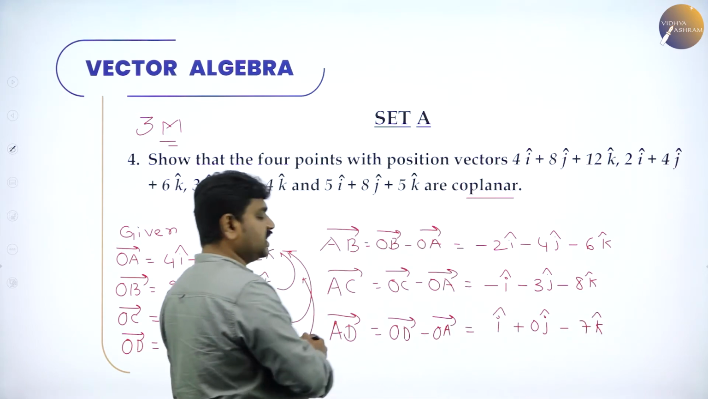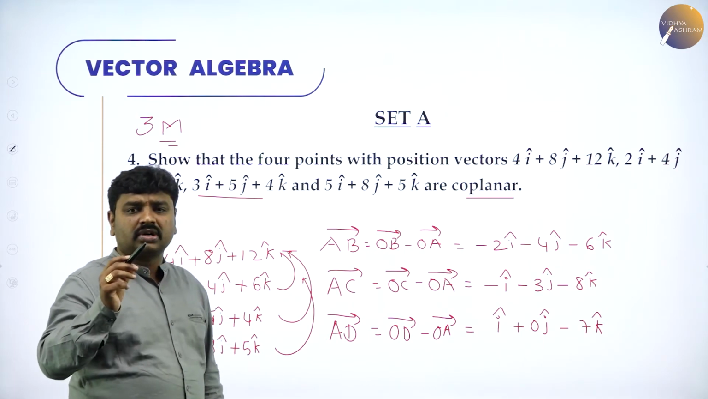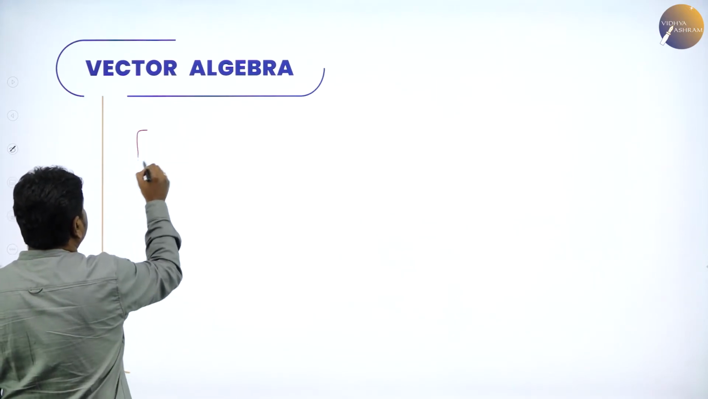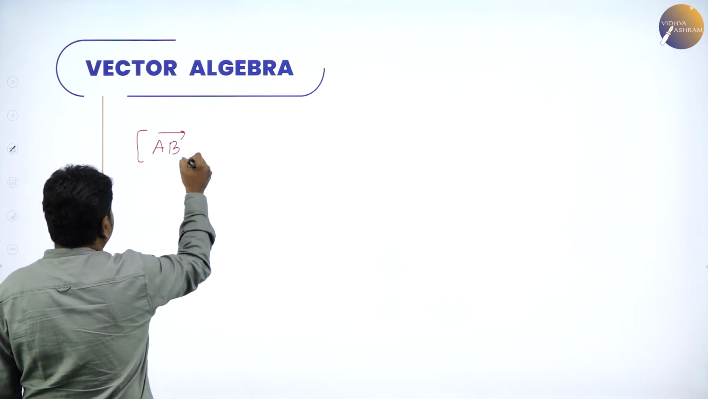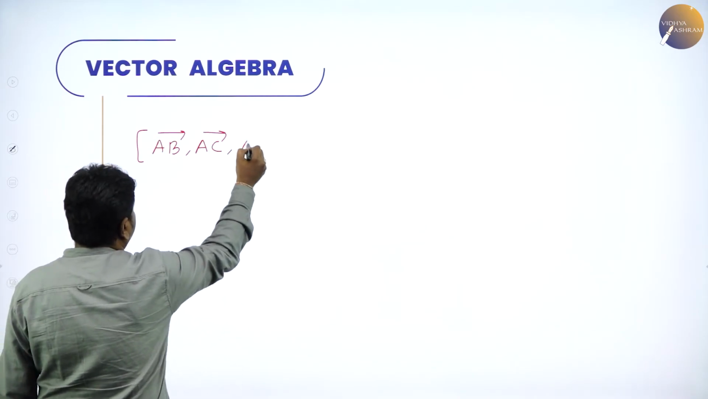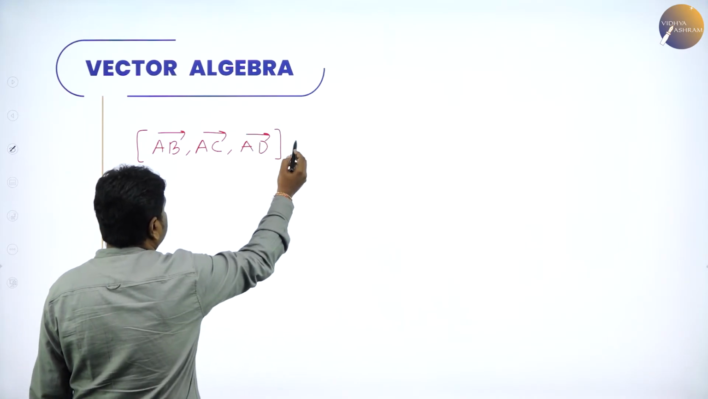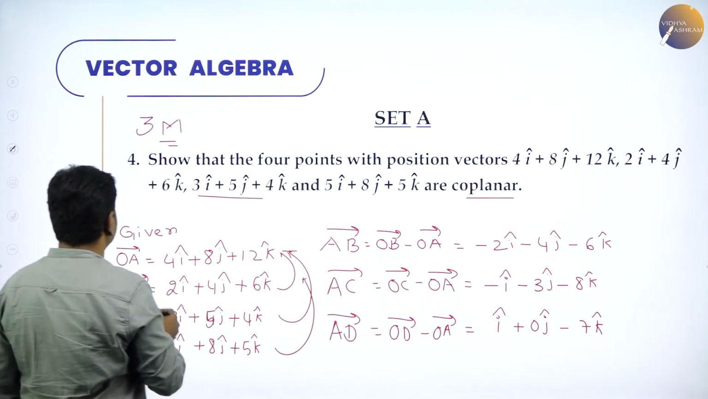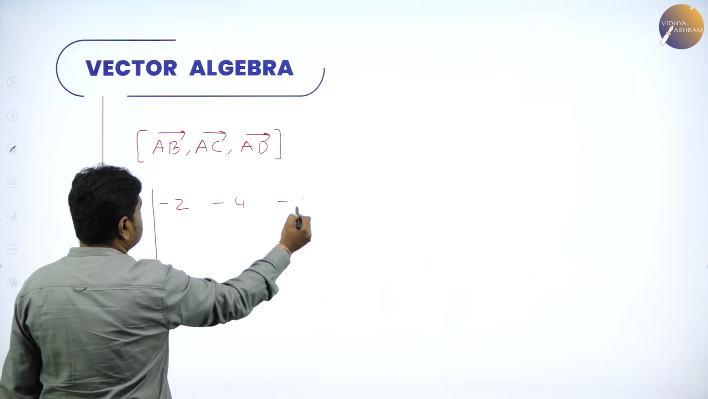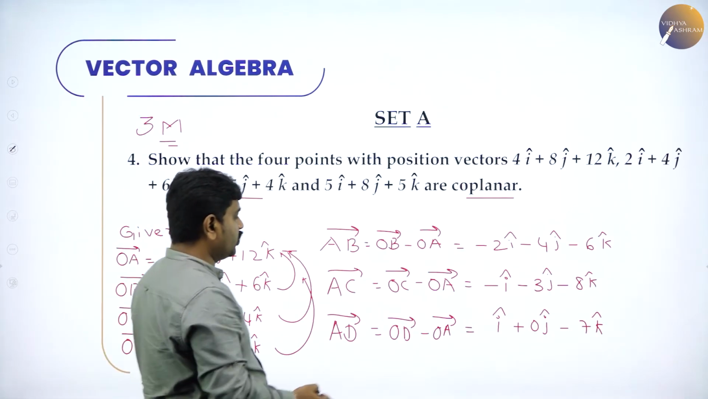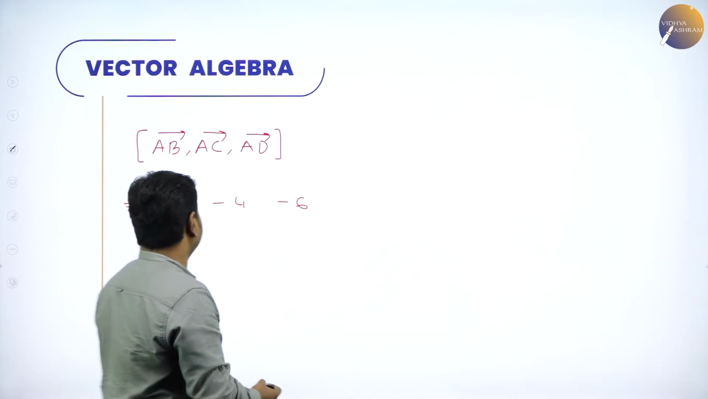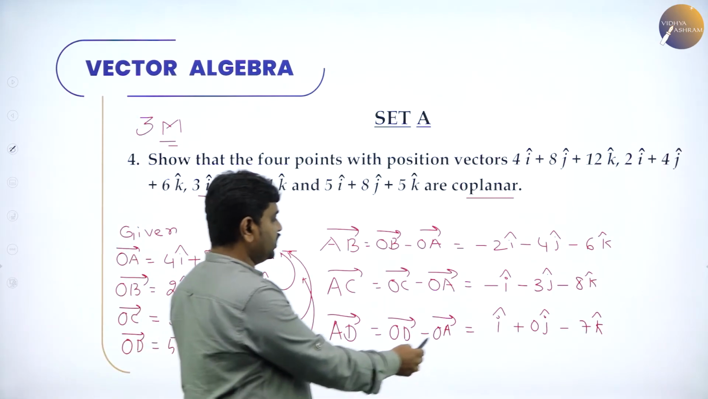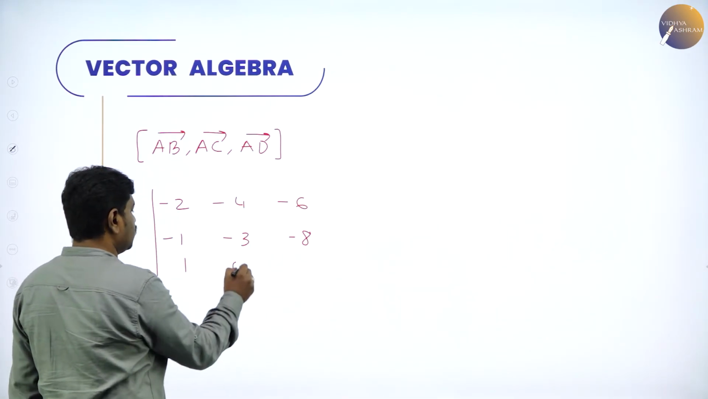Now we got AB, AC, AD. So you know coplanar means what? Box product or scalar triple product of the vectors should be 0. Now we'll consider box product of AB, AC, AD. So you know how to find box product, that is determinant of coefficients of AB. What are the coefficients of AB? Minus 2, minus 4, minus 6. Then coefficients of AC. What are the coefficients of AC? Minus 1, minus 3, minus 8. Then write the coefficients of AD. What are the coefficients of AD? 1, 0, minus 7.